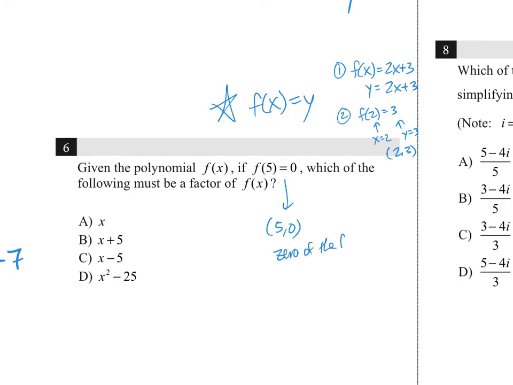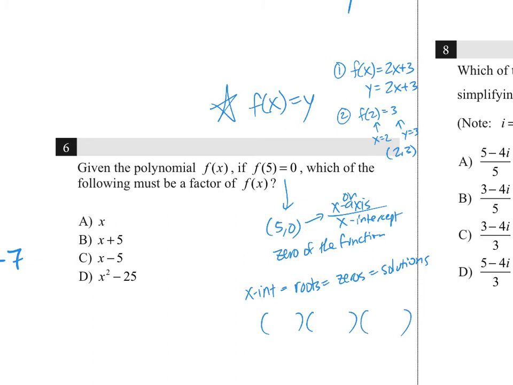of the function that we're seeing, all right? Because this 5 comma 0 is a point on the x-axis. It's on the x-axis. Therefore, this is an x-intercept. And when we have x-intercepts, they're the same as things that we call roots, zeros, or solutions. So whatever this polynomial function looks like, those x-intercepts are the roots, zeros, or solutions. And how do we get to a solution?